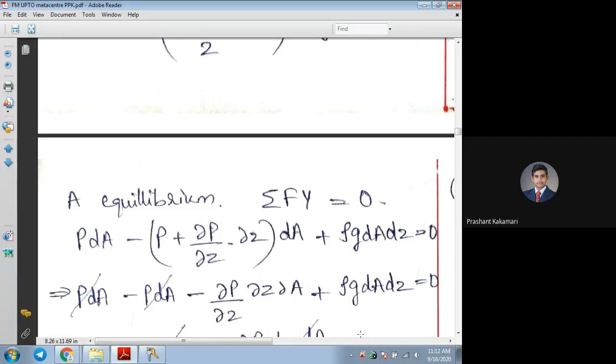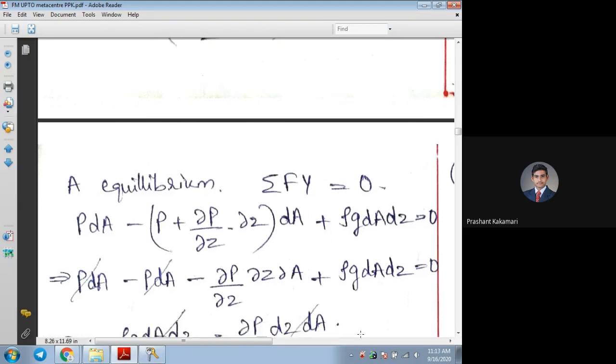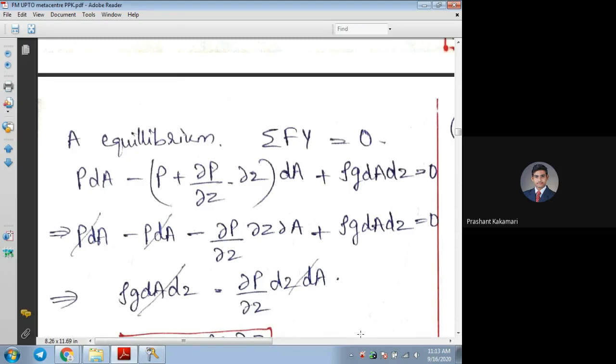So minus of P plus del P by del Z into del Z they have taken, and below they have opened that bracket. So now we can write P dA minus, I'll multiply P into dA, which is outside the bracket, minus this del P by del Z into dz dA. This is the small change in the pressure at a given distance dz, plus weight. After this, these two equations are equated, the weight of the liquid and the small change in the pressure, whatever is remaining here, those terms are equated, that is rho g dA dz equals del P by del Z dz into dA. So we can cancel dz dA on both sides. Now we are left with del P by del Z equal to rho g.